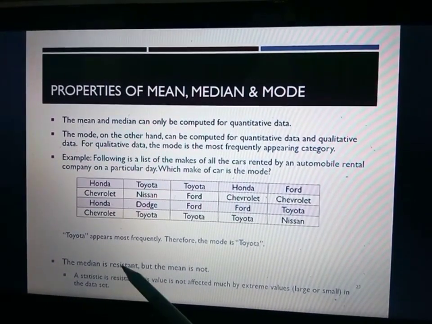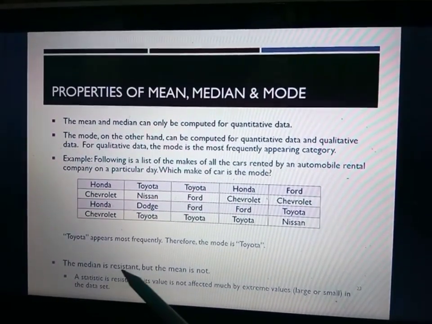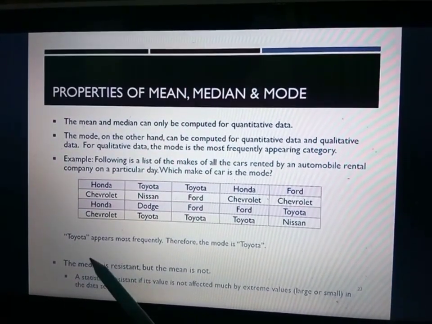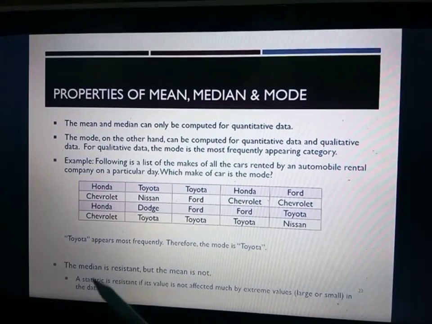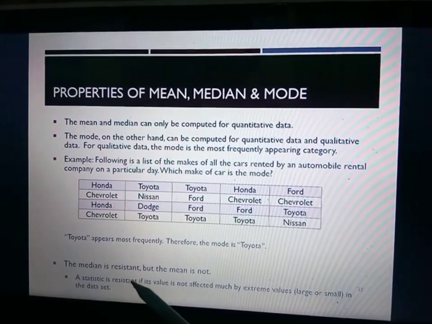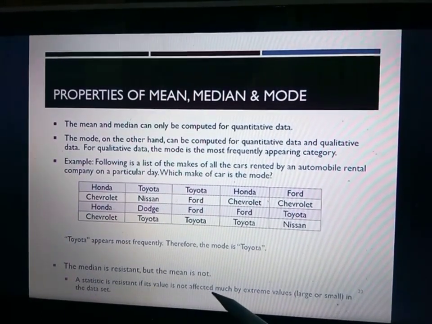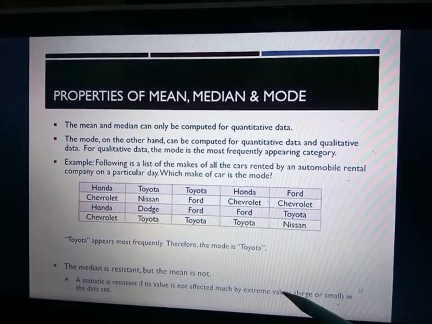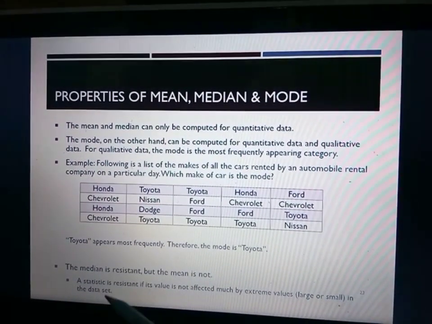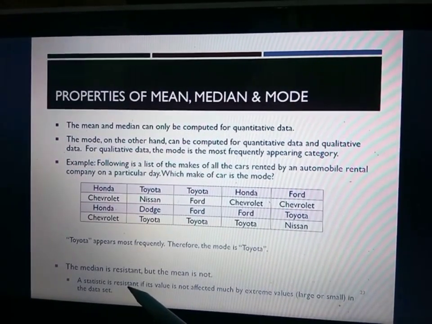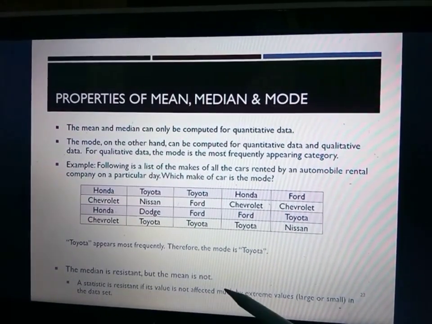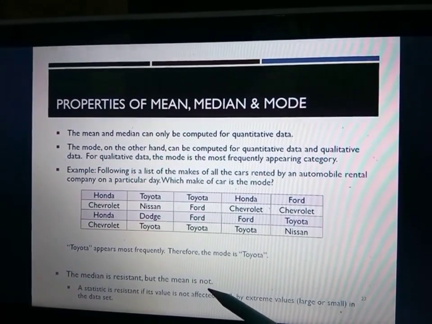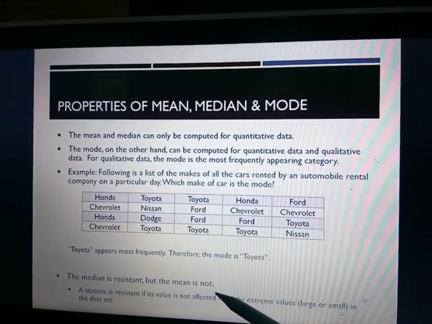Okay, the median is resistant but the mean is not. So what does resistant mean? A statistic is resistant. Statistic, mean atau median. That is called statistic. A statistic is resistant if its value is not affected much by extreme values, which mean extreme values, large ataupun small in the data set. So data affect so much by data yang ada dalam set of data tu value dia sangat ekstrim. Contohnya ada nilai yang paling kecil dan nilai yang paling besar.